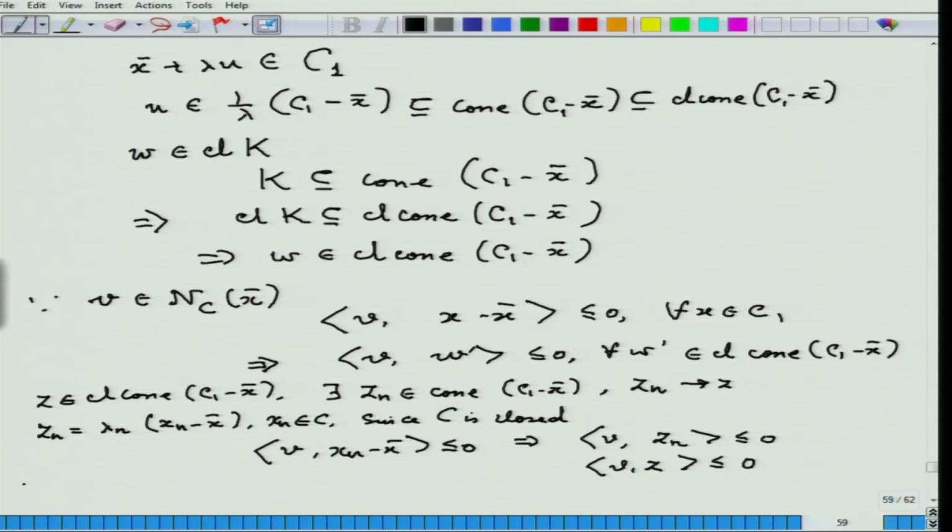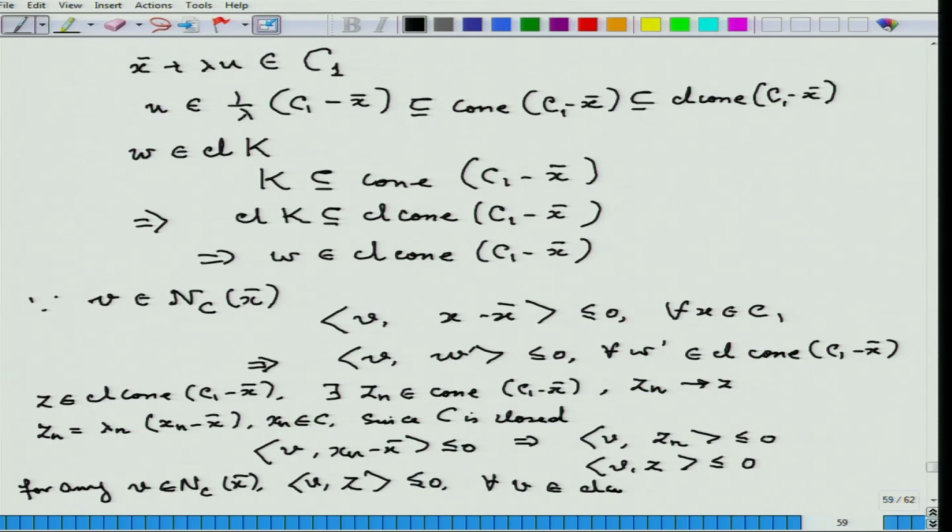So, what I have shown is that for any V an element of the normal cone N_C(x bar), V of Z is less than or equal to 0 for all Z in the closure of the cone generated by C1 minus x bar. I do not need this concept. So, here I use the fact that x_n is in C, use the definition that V is in the normal cone, then multiply by lambda and it will give me this. As I pass on to the limit, I will have this.